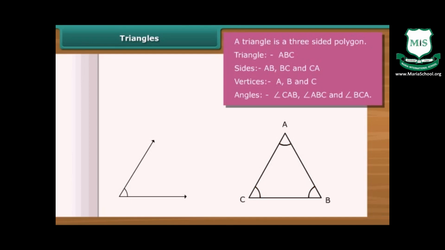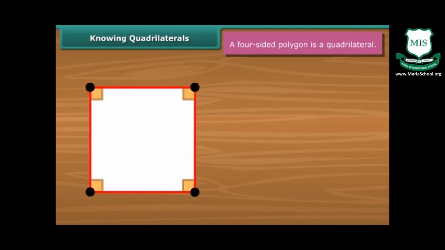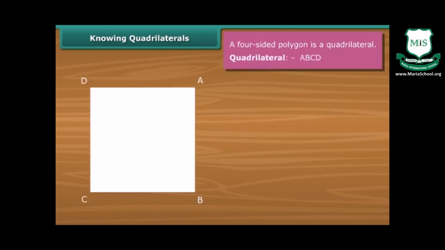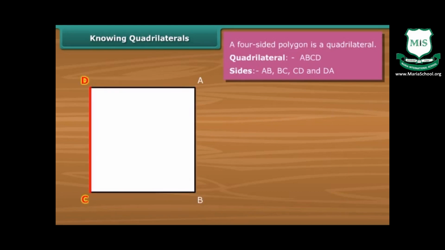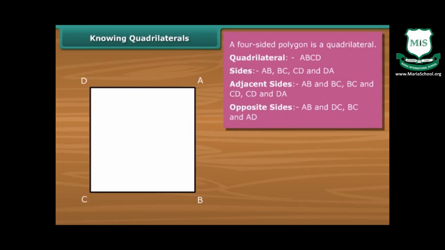The page of a book is a quadrilateral. It has 4 sides, 4 vertices, and 4 angles. In quadrilateral ABCD, the 4 sides are AB, BC, CD, and DA. Sides AB and BC, BC and CD, CD and DA are adjacent sides. AB and DC, BC and AD are opposite sides.